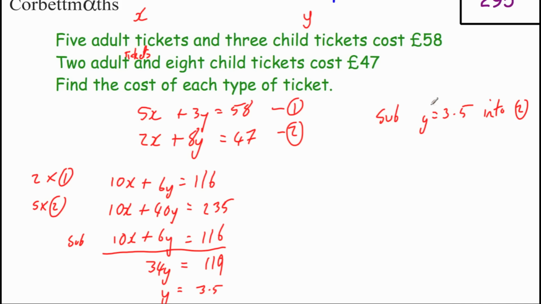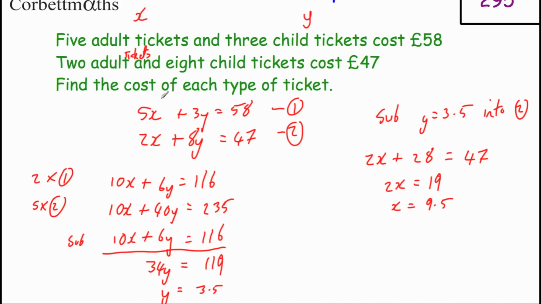And when we substitute 3.5 in for the value of y into equation 2, we've got 2x plus 8 times 3.5. That's equal to 28, and that's equal to 47. So we've got 2x plus 28 is equal to 47. So let's take away 28 from both sides. That gives us 2x equals, and 47 take away 28 is equal to 19. And then if we divide that by 2, we get x equals, and dividing 19 by 2 is 9.5.